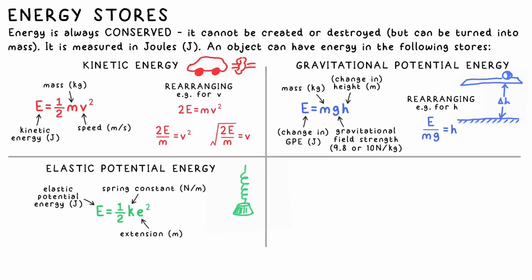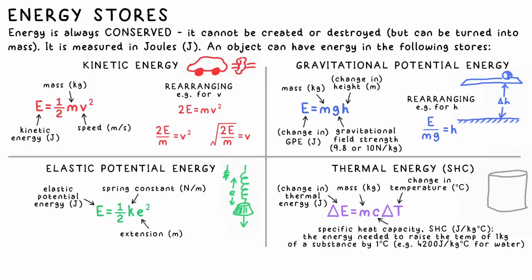Elastic potential energy is what we find in, say, a spring. This is given by E equals half ke squared. That's half times the spring constant in newtons per metre, sometimes called stiffness, times extension in metres squared. That's how much further the spring has stretched from its original length.